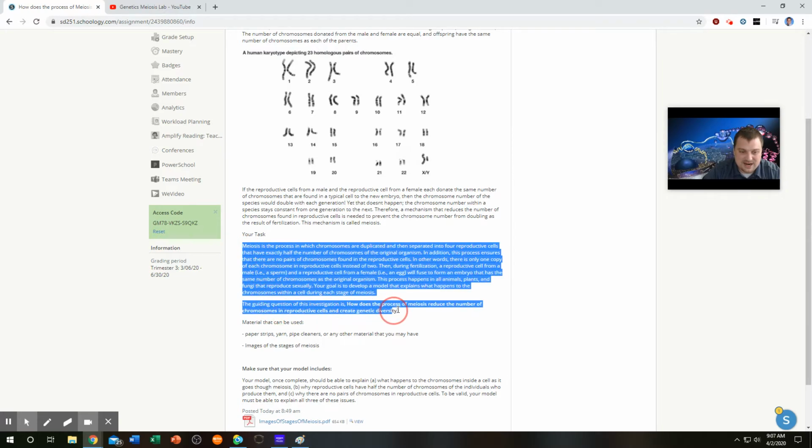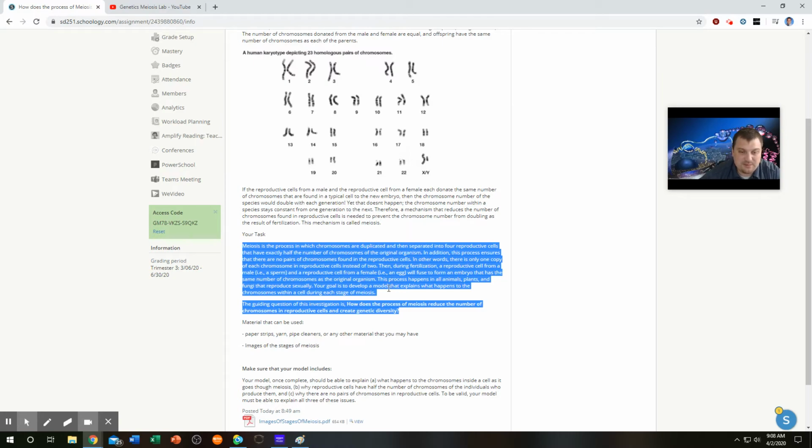Okay, this right here. So it says meiosis is the process in which chromosomes are duplicated and then separated into 4 reproductive cells that have half the number of chromosomes of the original organism. In addition, this process ensures that there are no pairs of chromosomes found in the reproductive cells. In other words, there is only 1 copy of each chromosome in reproductive cells instead of 2. Then during fertilization, a reproductive cell from a male and a reproductive cell from a female will fuse to form an embryo that has the same number of chromosomes as the original organism. This process happens in all animals, plants, and fungi that reproduce sexually.